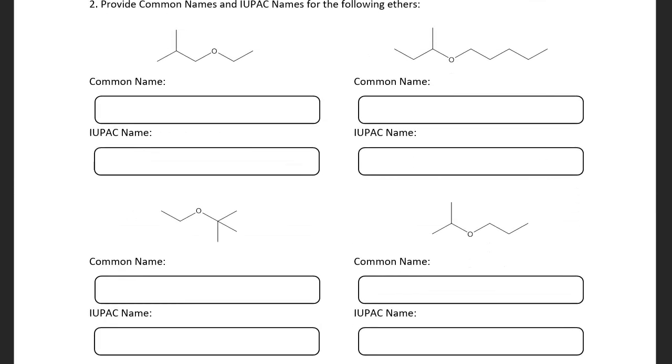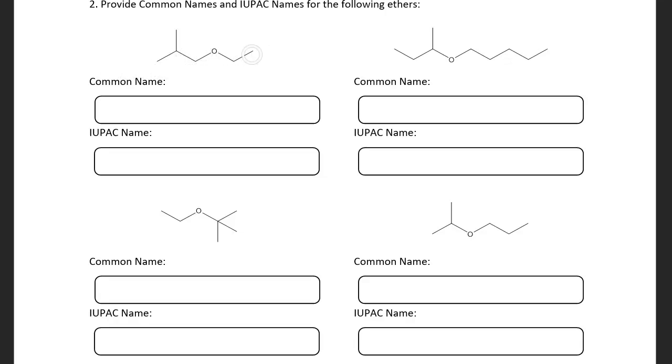Alright, for the next one, provide common names and IUPAC names for the following ethers. The common name has ether in it. The IUPAC name calls those groups ethoxy, or essentially an oxy group. So in this case, this is an ethoxy group. In this case, this is also an ethoxy group. We'll look at that more in a second.